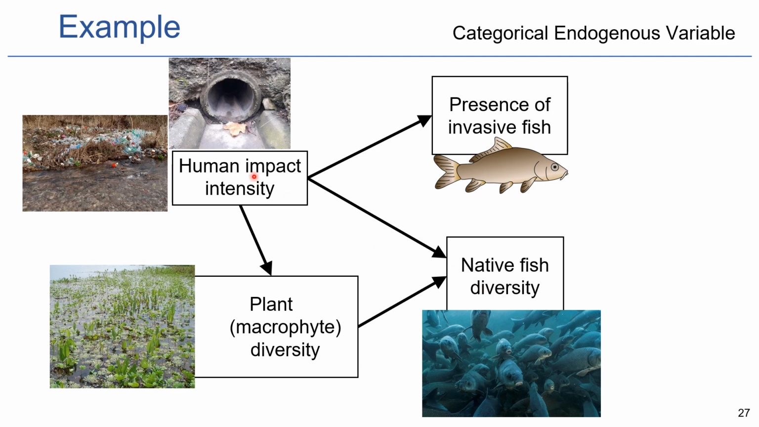Also, we presume that human intensity affects the presence of invasive fishes in the ponds. Another link here is the covariation or correlation between invasive fishes and native fishes. By this, we assume that there is some kind of competition between these two types of fishes.